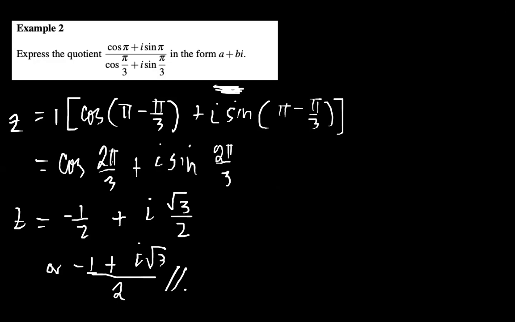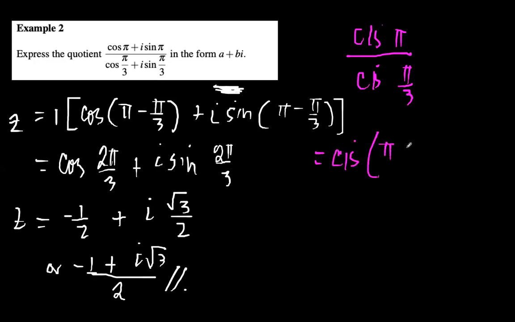lang gawin natin. Pero strategy lang to, class. It depends on how you're going to do it. Nasa inyo pa rin siya. So the given can be written as cis pi over cis pi over 3. Ganun lang siya, di ba? Am I correct, guys? Okay. So this can be converted into cis pi minus pi over 3. Ayan, ganun lang, kasimple, di ba? So cis 2 pi over 3.